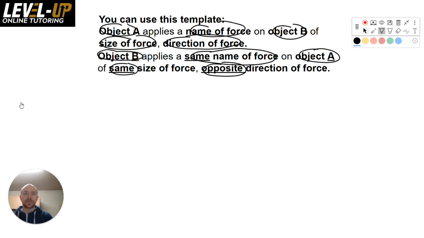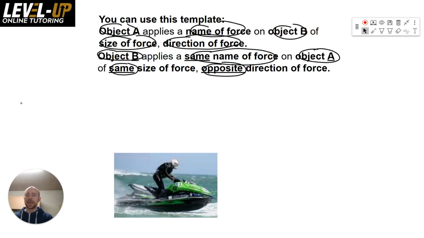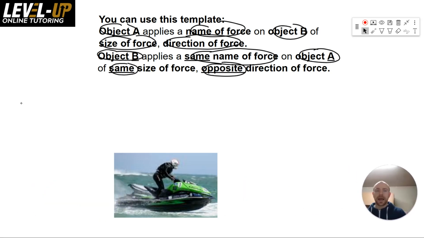So let's see how that applies to an example where we've got a jet ski here. What does Newton tell us about this? Well, how does a jet ski work? The jet ski is forcing out water. It's putting a force on that water.